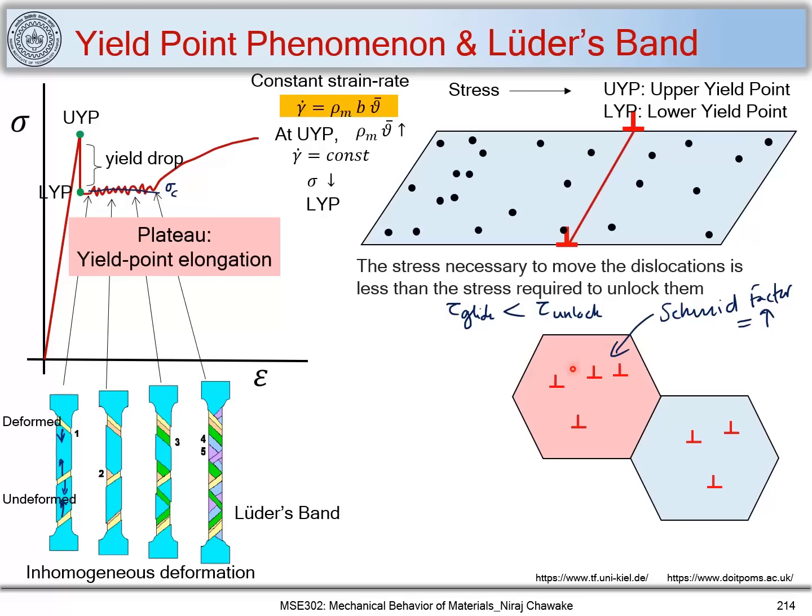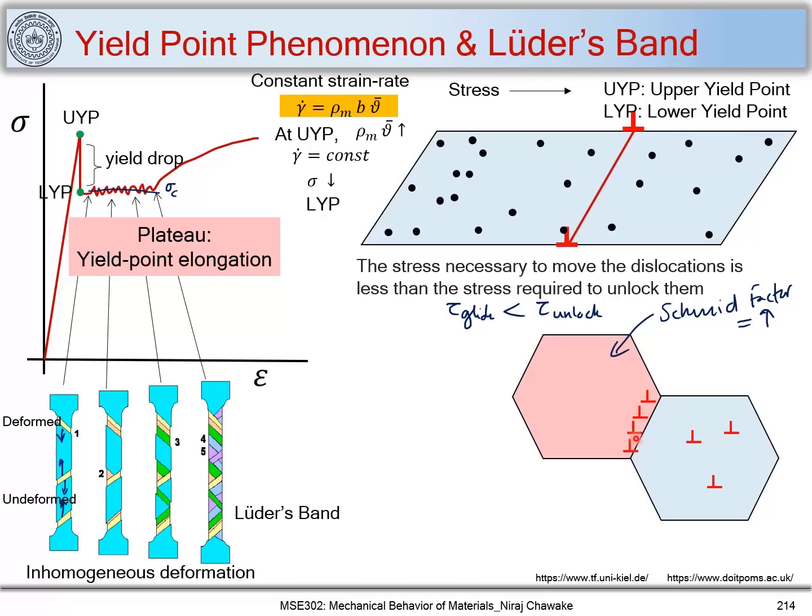And when will this deformation start? Let's say you have dislocations here, and let's say these dislocations are pinned by solute atoms, or because of the Cottrell atmosphere, these dislocations can't move, and you need a very high stress, which you applied as the upper yield point. Once this stress is reached in this grain, these dislocations will move with a very high velocity. We have seen this. When they move with a very high velocity, what happens? They will move and will be stopped at the grain boundaries.